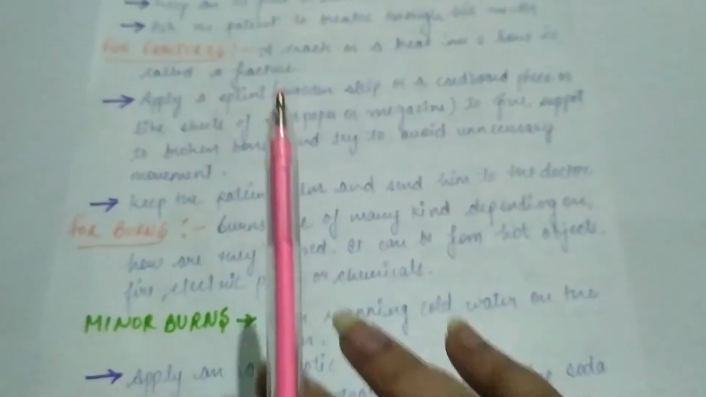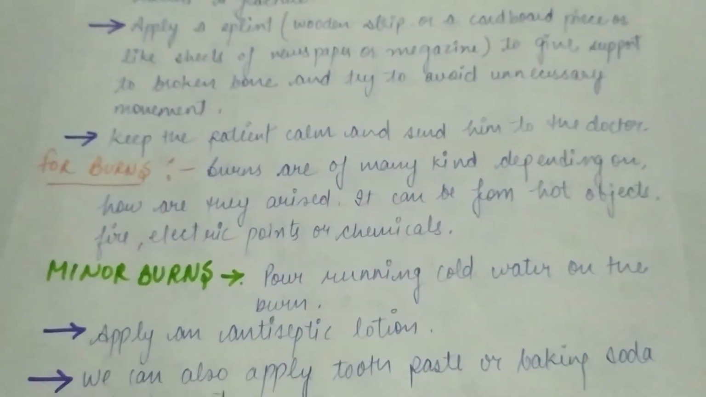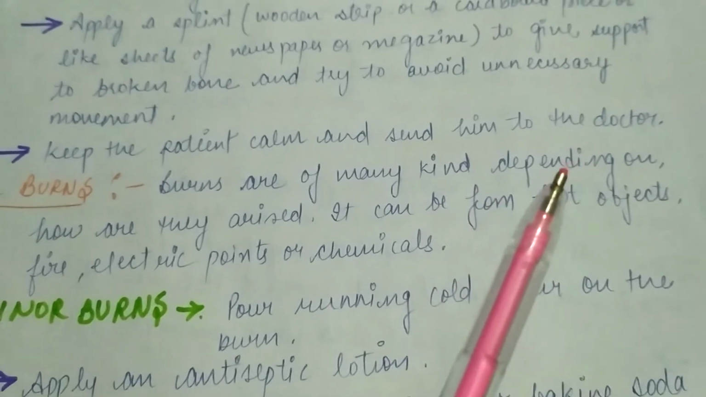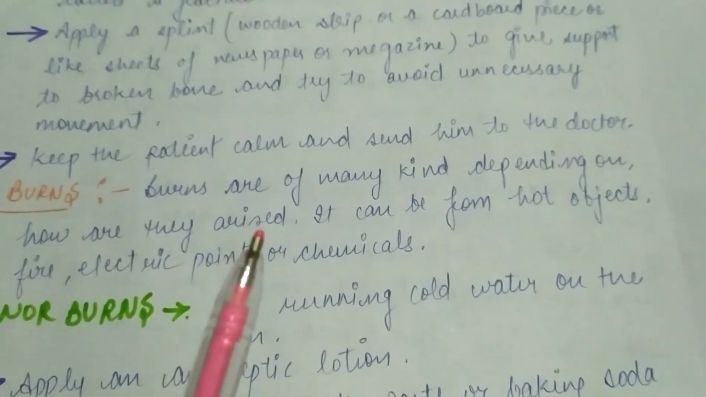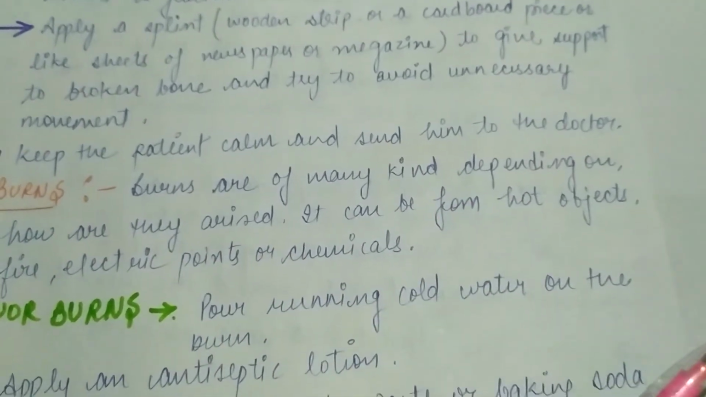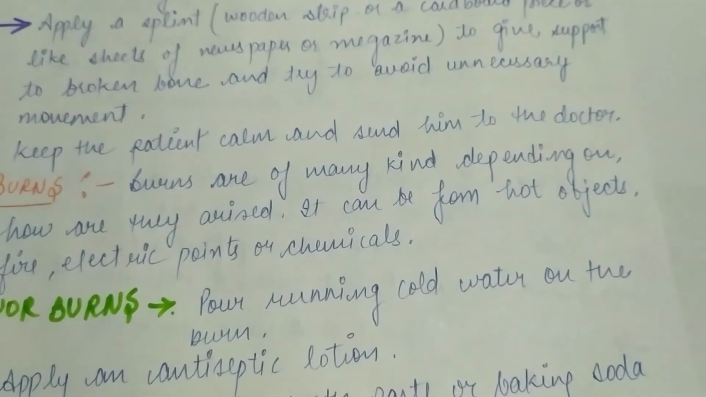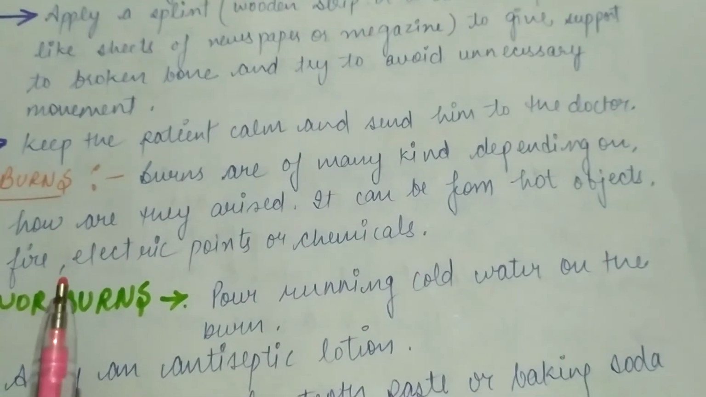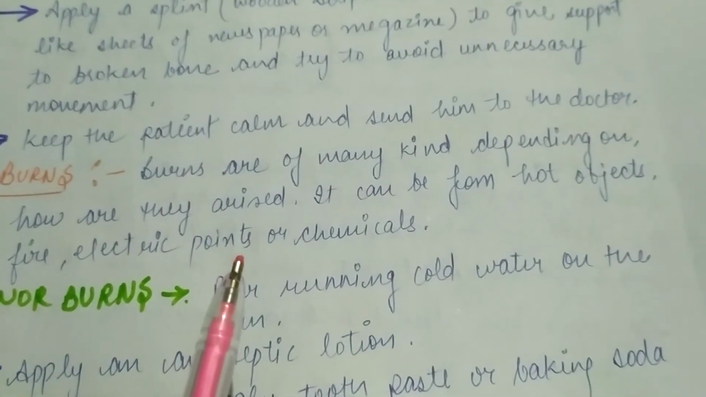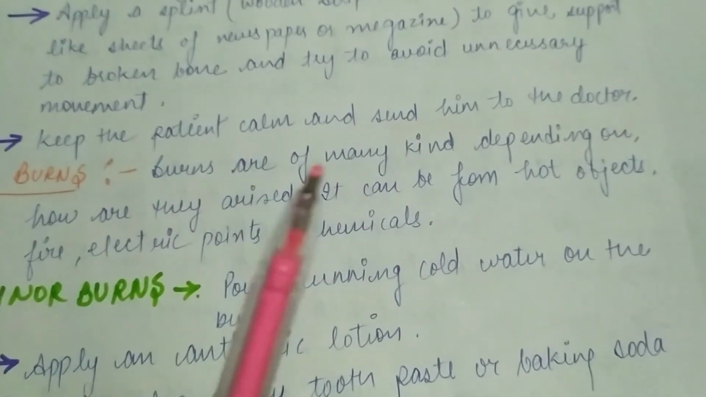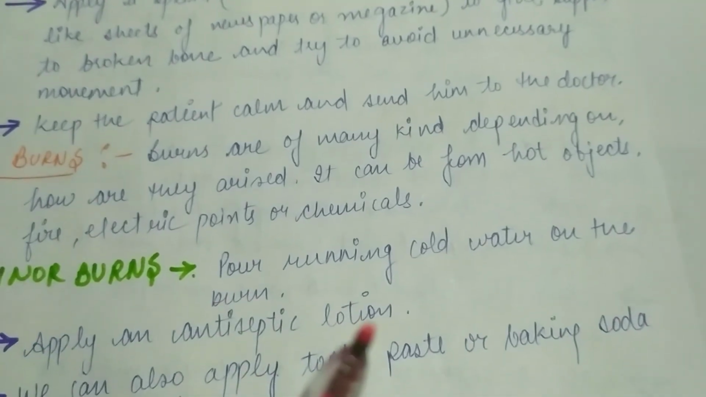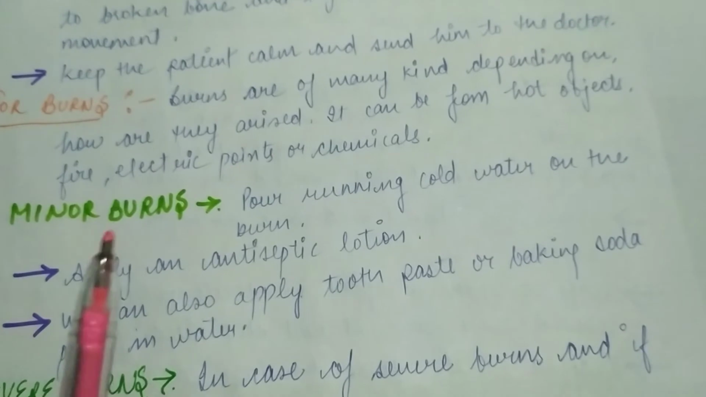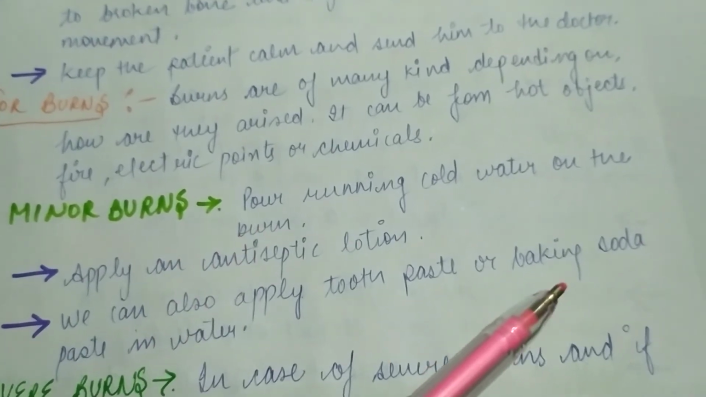Now then the other thing is burns. Now burns are of many kinds depending on how they arise. Like it can be from hot objects like hot water, anything hot, or fire, electric points, or chemicals also. Chemicals also can burn. Now if the burn is minor, then it can be treated at home also.